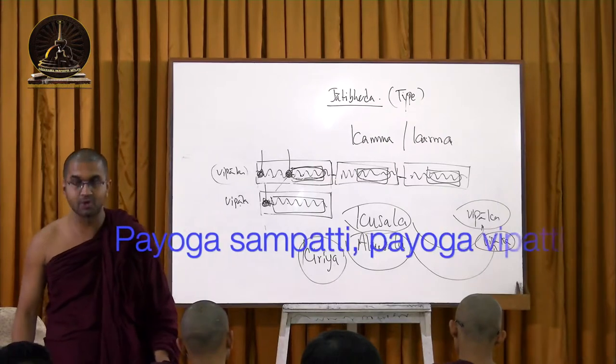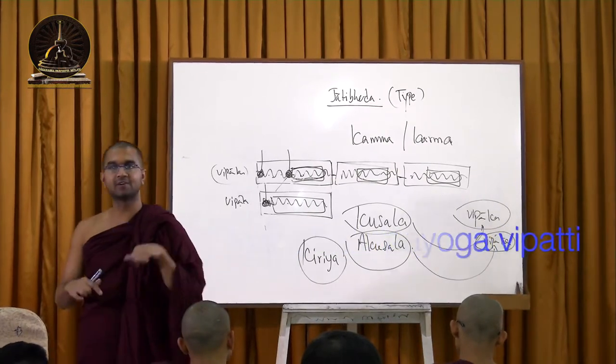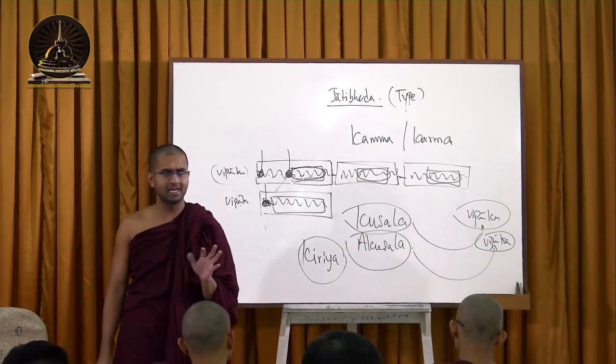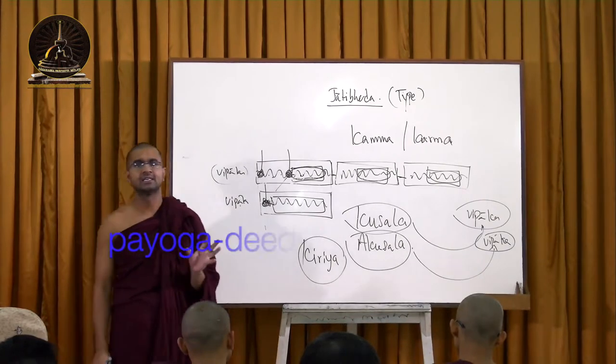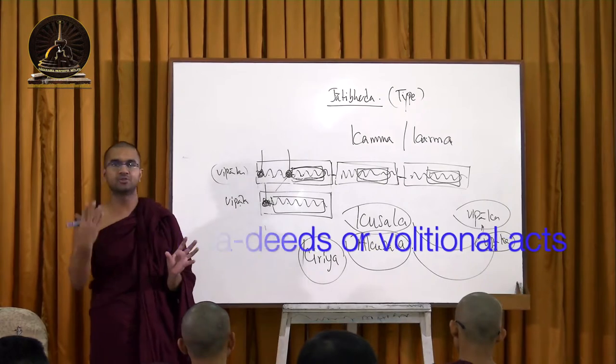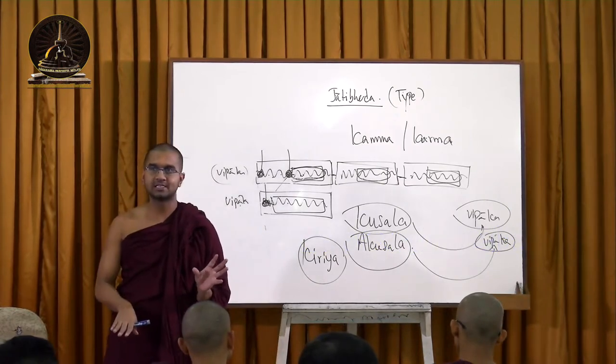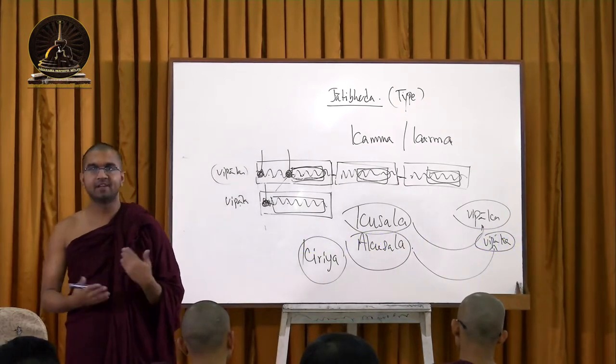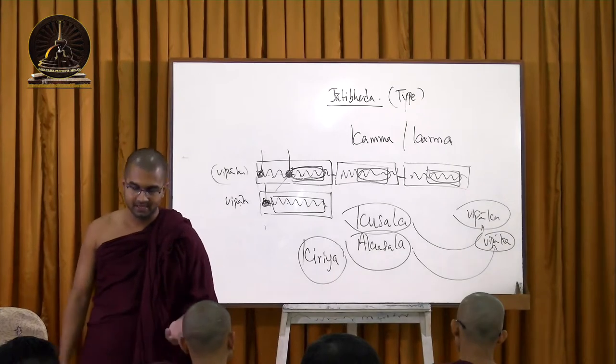The last one is payoga sampatti and vipatti, which is in our control. If someone lives a good conduct, at that time, his past kusala kammas get the opportunity to give results, and the akusalas get down. And at the same time, if he lives a bad conduct, it happens otherwise.